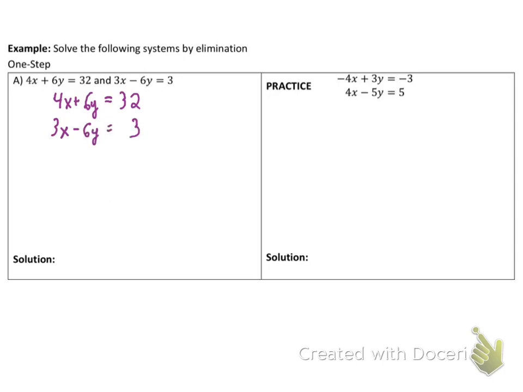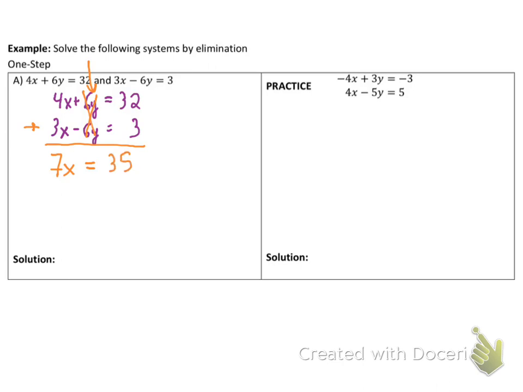So what you'll notice in this one is that the coefficients of the y's are opposite of each other, right? In the first equation, it's 6y. In the second equation, it's negative 6y. So the easiest variable to eliminate here is going to be your y's. So I'm going to add these equations together. I'm going to get 4x plus 3x, which is 7x. I will get 6y minus 6y, so the y's are going to become eliminated. Those are going to go away. I drop my equal sign. And then I got 32 plus 3, which is 35.